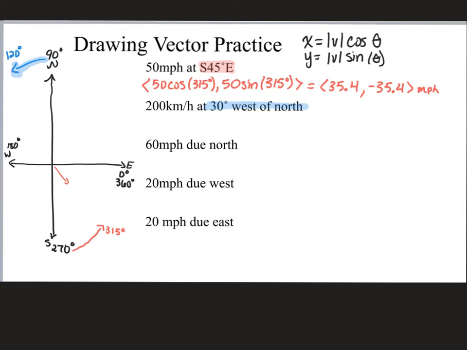And then I'm going 200 kilometers per hour. To set up my vector, it's magnitude times cosine and the magnitude times sine. Again, letting the calculator do this work for us.